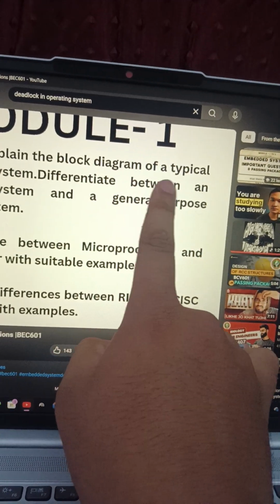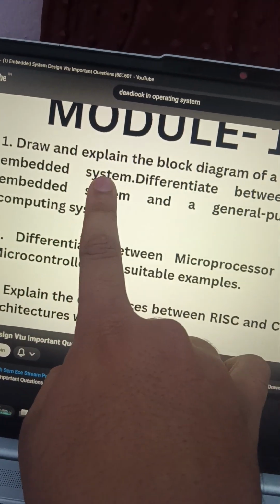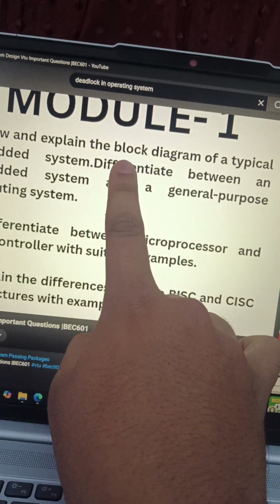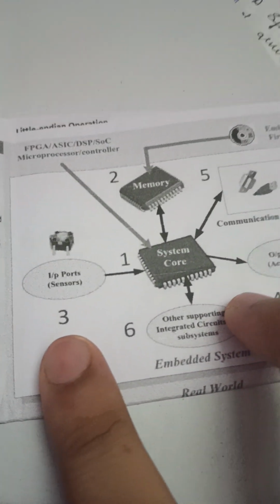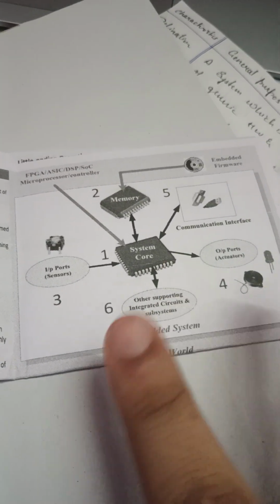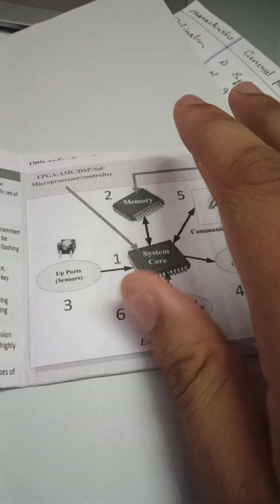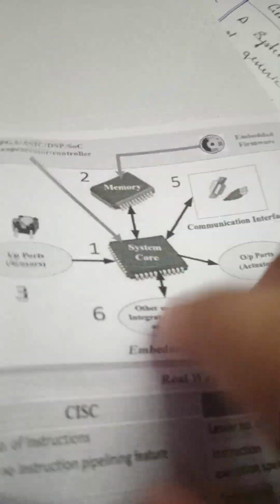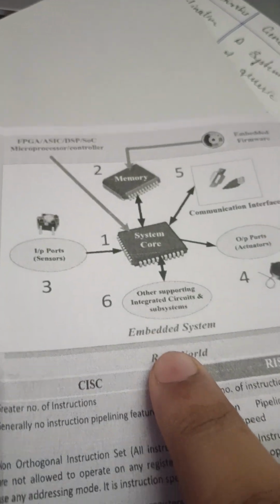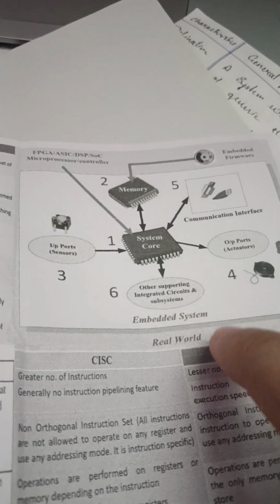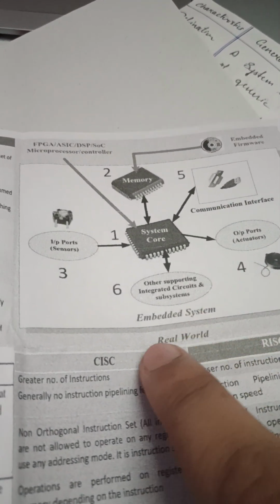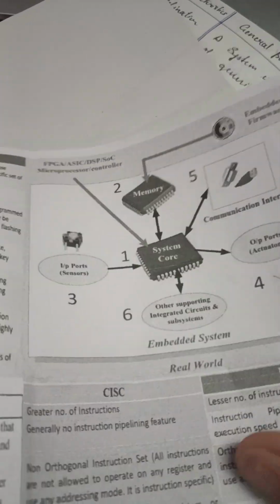Let us learn about a typical embedded system using the block diagram. Typical embedded system. Here we go. So here I have a typical embedded system, and let me explain this block diagram to you. Okay. So a typical embedded system is divided into two parts: the real world and the embedded system.